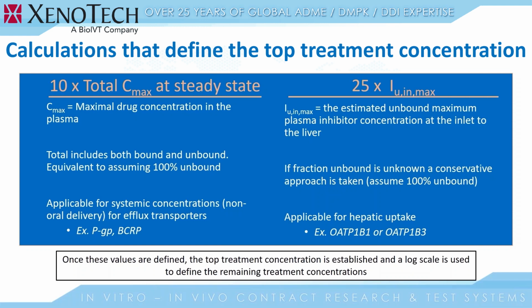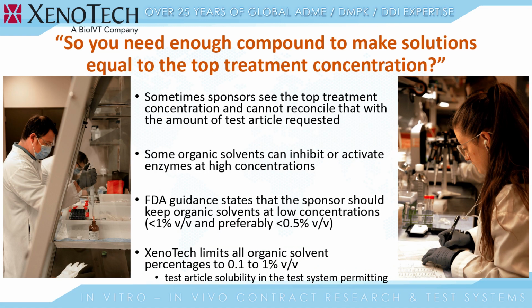A lot of times we talk to clients about this and they say, okay great, so you need enough compound to make solutions equal to the top treatment concentration, for example 100 micromolar. That causes a disconnect between the client and our team, because they don't understand: if you're only going to treat at 100 micromolar, why are you requesting 500 mgs of compound? Well, because that's really not what we're calculating.